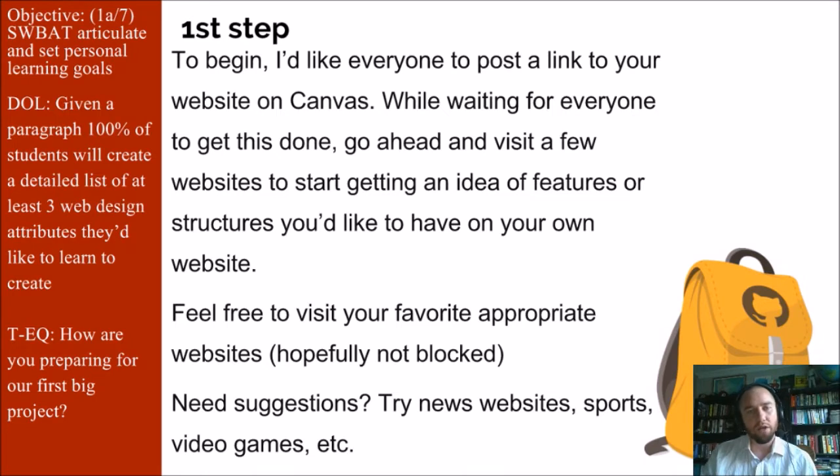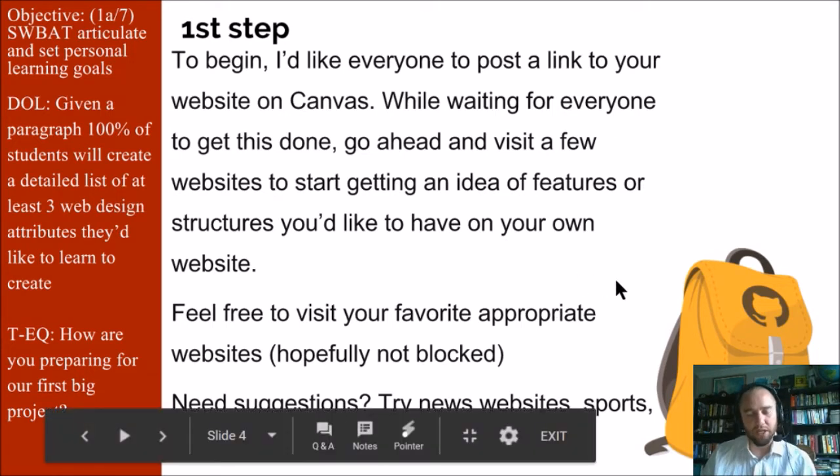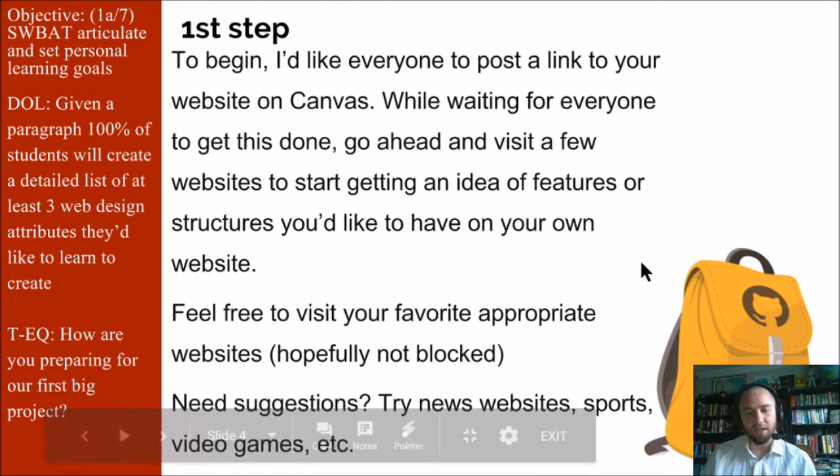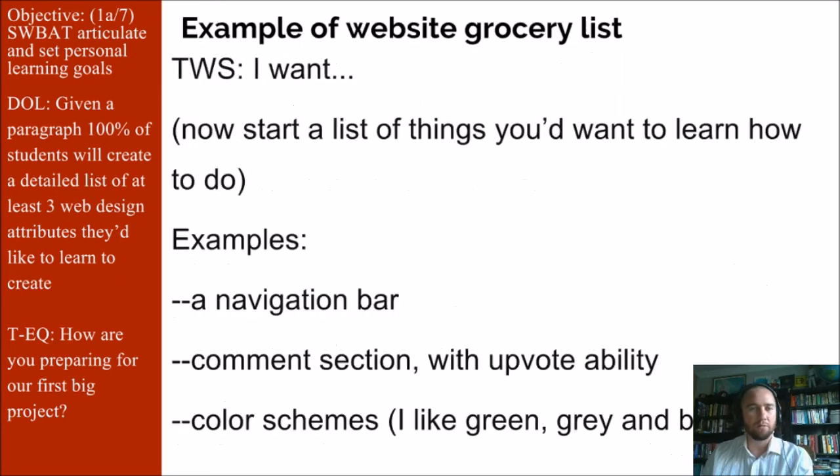So what you're doing is you're visiting websites today, and you're going to create a list of things that you want on your own web page. While waiting, if you're needing suggestions of what types of websites to check out, I suggest news ones, CNN, MSNBC, Fox News, whichever bias you're interested in, or if there's ones that are non-bias you want to visit, go ahead. Sports websites are great, video games, etc. And you're not going on those websites to read the news of today. You're going to look at that website's page and look at features or structures that you want on your own web page.